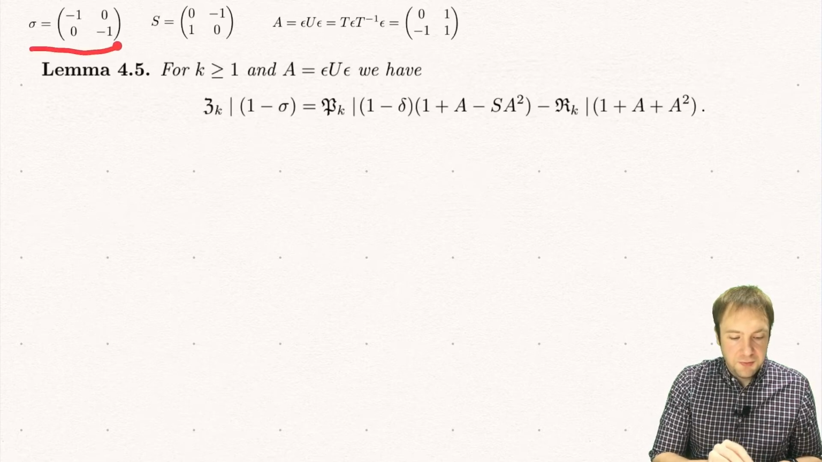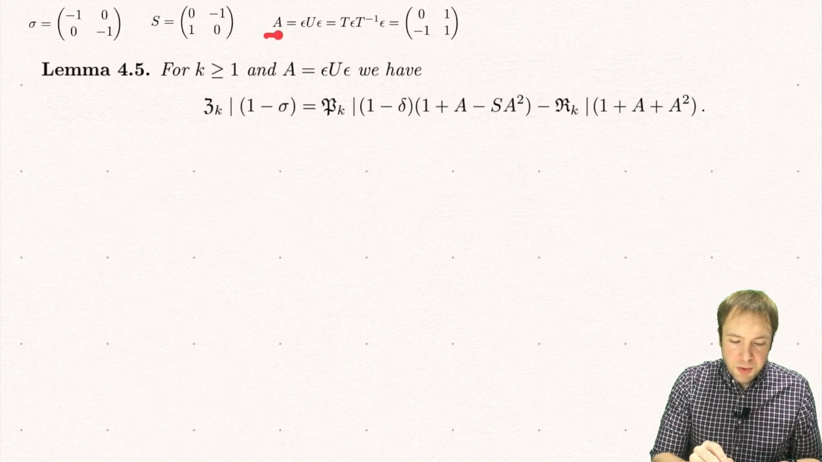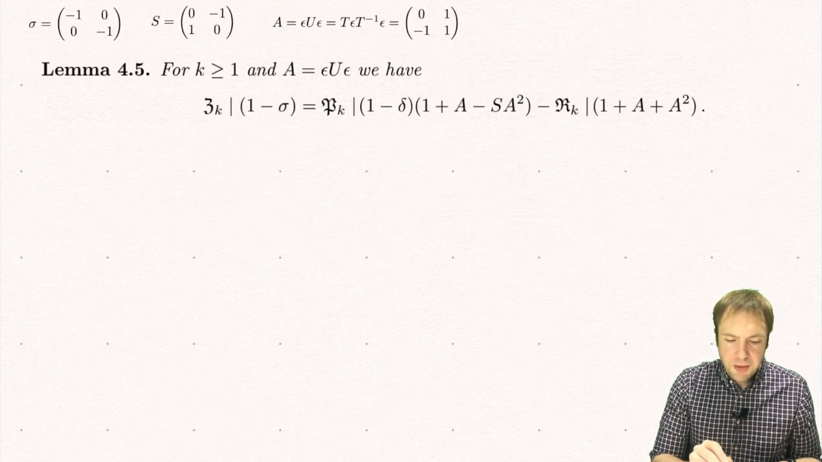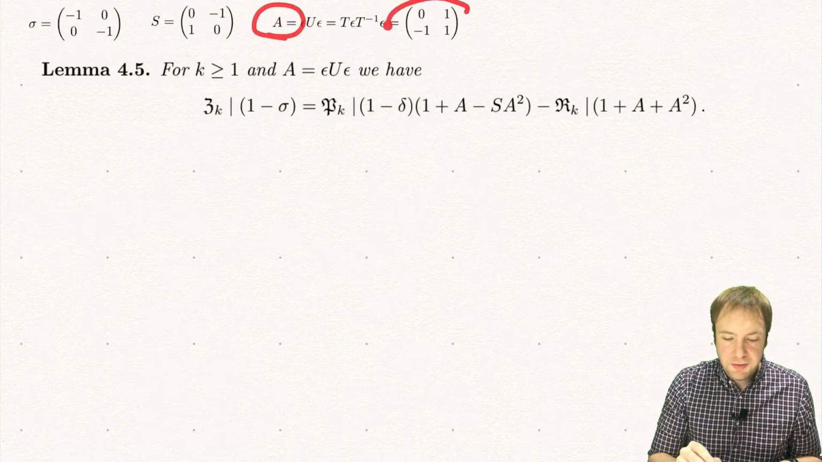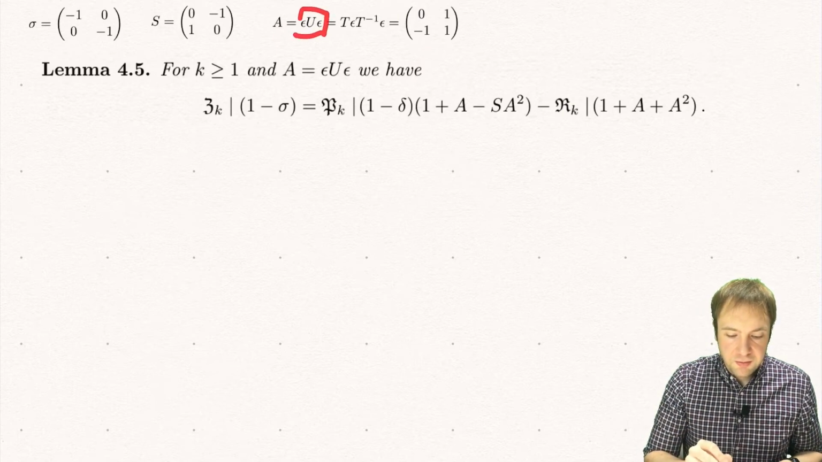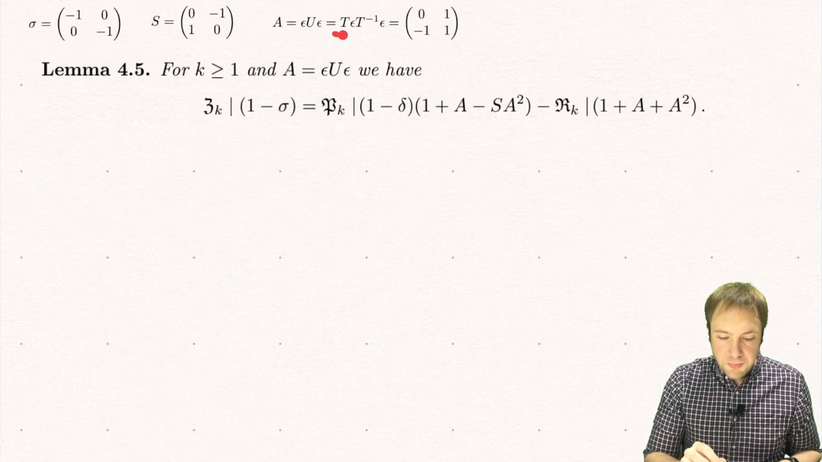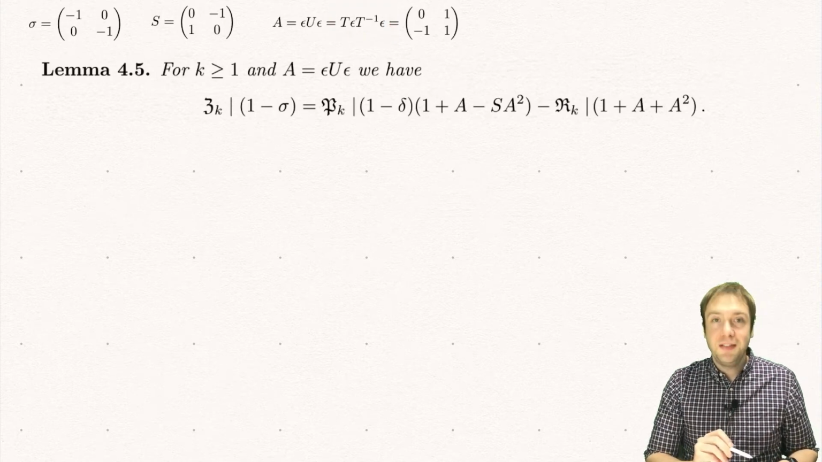So recall this sigma is given by this matrix S is given by this, and now we define ourselves a matrix A, which you can write in various ways, but this matrix A is basically just given by this 2 by 2 matrix here, but we could also write it as epsilon U epsilon, and important for the proof, this is the same as T epsilon T inverse epsilon.